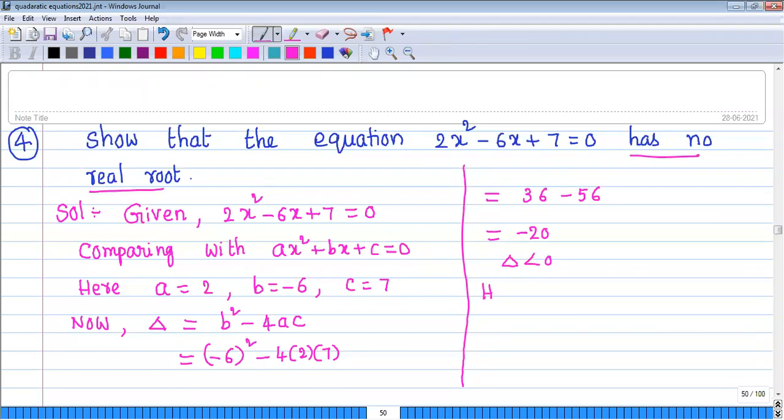So hence given quadratic equation has no real root, because they have imaginary roots or conjugate complex numbers. So okay, right? Is it right? Yes, sir.